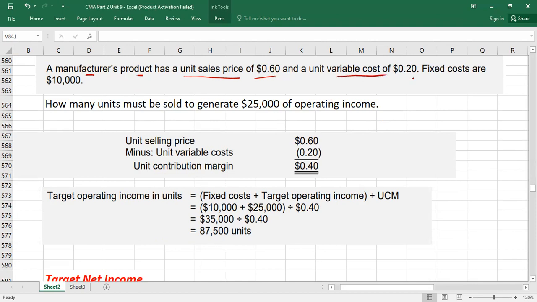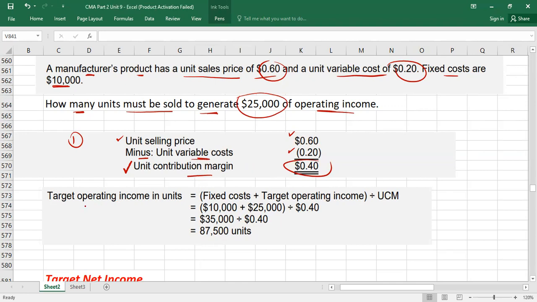and it has a unit variable cost of $0.2. Fixed costs are $10,000. The question is how many units must be sold to generate $25,000 of operating income. How many units do we have to sell to leave a profit of $25,000? Profit means operating income. In step number 1, we calculate the unit contribution margin. We take the unit selling price, which is given as 0.6, and deduct the unit variable cost, which is $0.2. This gives a unit contribution margin of 0.4.